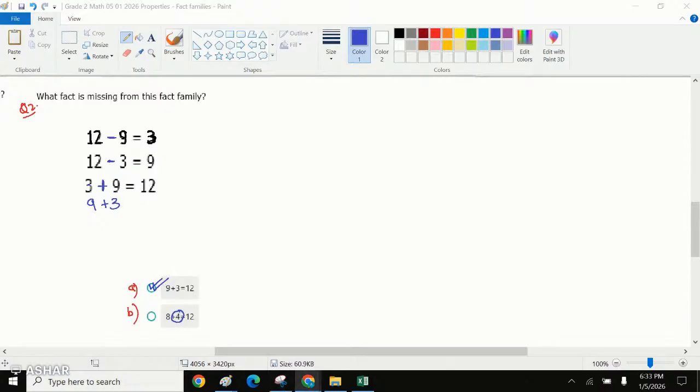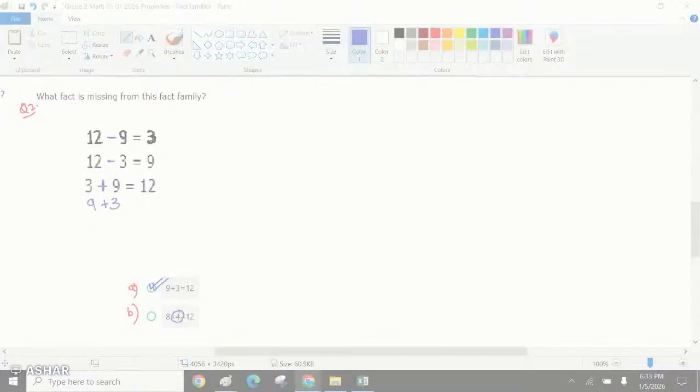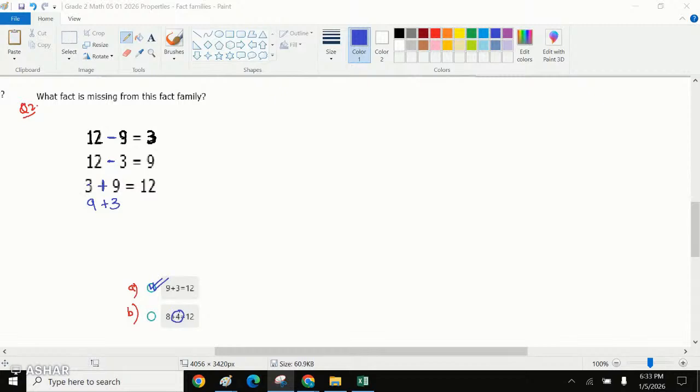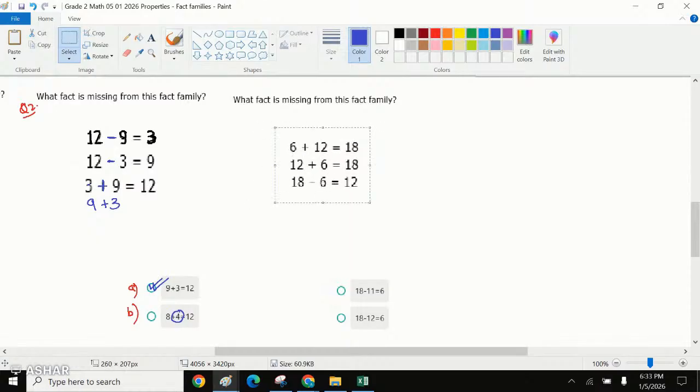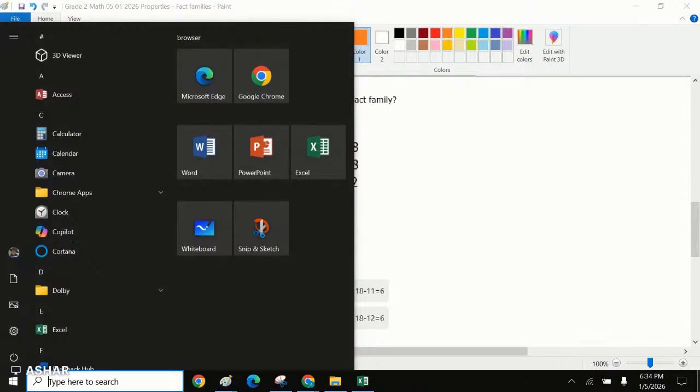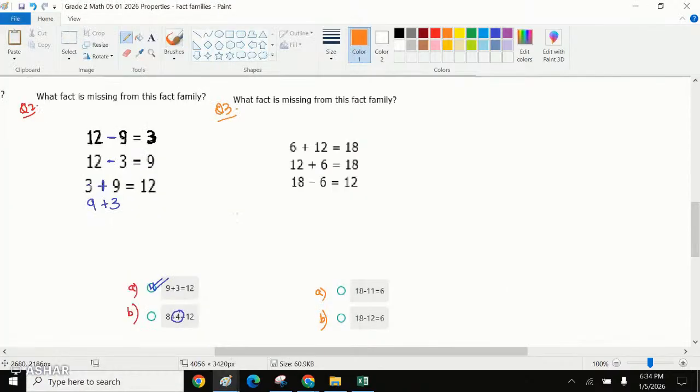The next question we have says, what is the missing fact family? Let's do this. This is question number 3. The given options are these two and the given statements are these. For question number 3 from the test, it says, which statement is correct? Can you help me out with this? We have two positive statements, so it cannot be a positive, but we have only one negative statement, so it has to be a negative.